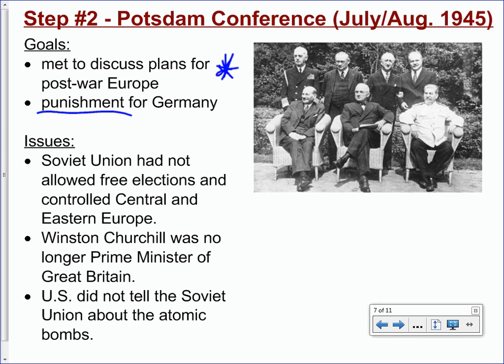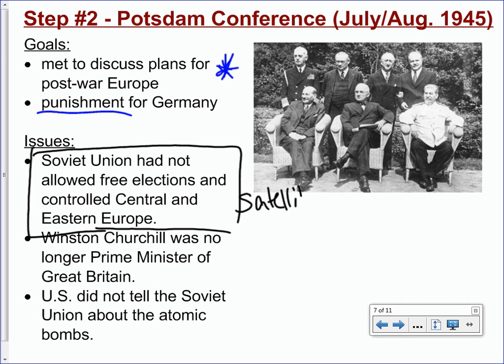Now this one is a little different than the Yalta Conference because we're going to start having some issues here. Joseph Stalin. Let's switch some colors. Joseph Stalin does not keep his promise, and he does not allow those free elections. Those countries become communist, and they're referred to as satellites. They're now satellites of the Soviet Union.